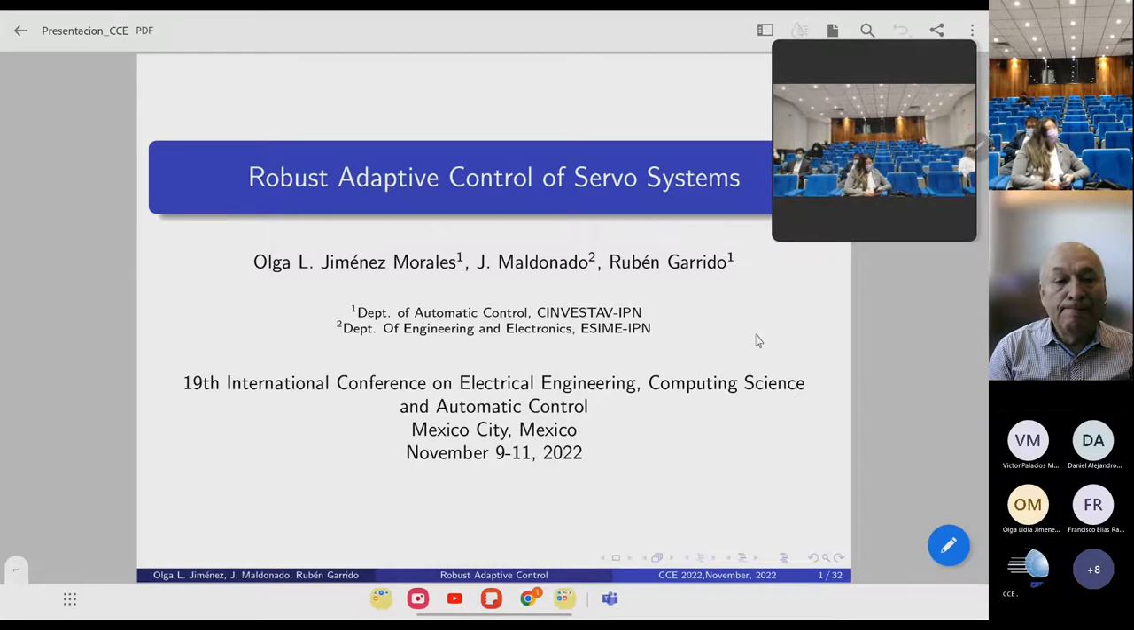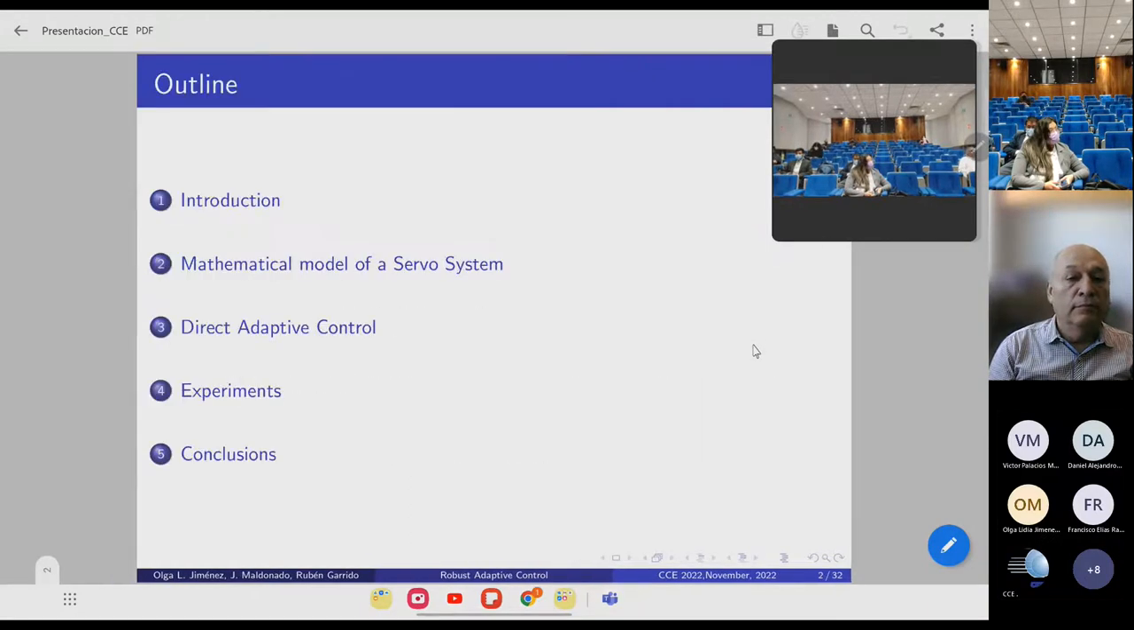Okay, my name is Jessica Maldonado, and I'm here in representation of Olga Lidia Jiménez Morales and Rubén Garrido to present robust adaptive control of servo system. And in this paper, we'll be presenting an introduction of adaptive control, a mathematical model of a servo system, direct adaptive control, and experiments and conclusion.